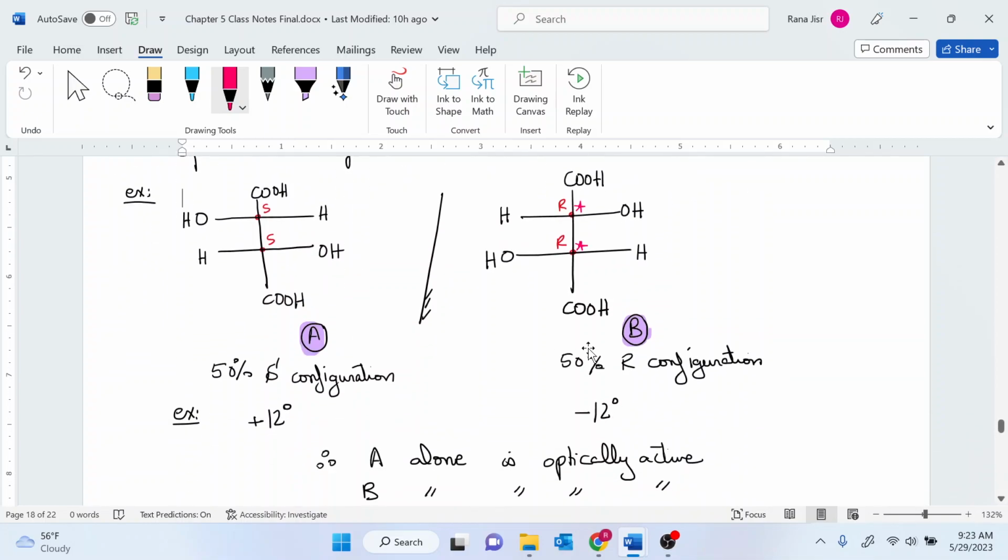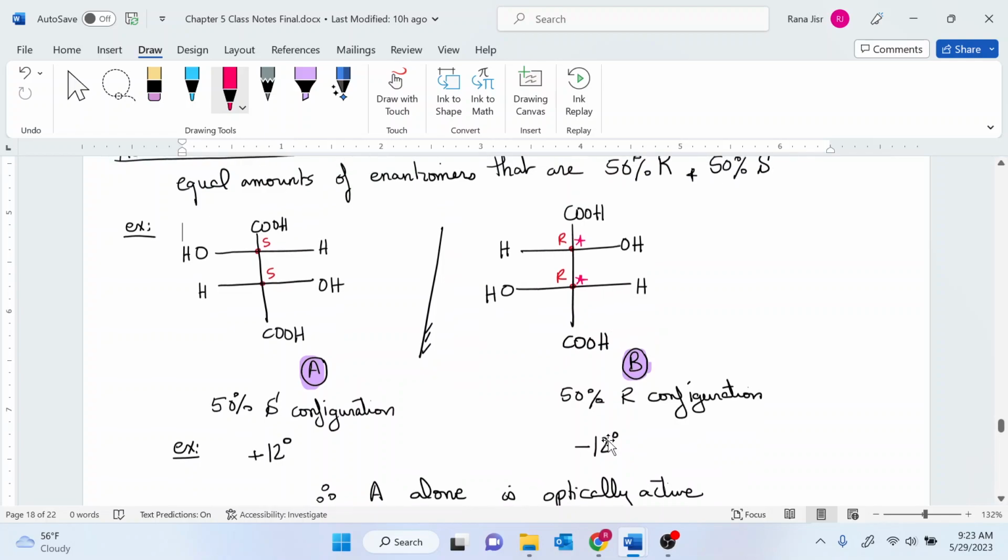So taking A and combining it with B, what's going to happen to the plane of polarized light? I know A rotates the plane of polarized light in some direction. So let's say A rotates it to the right, at 12 degrees. Its mirror image rotates the plane of polarized light to the same extent, the same angle, which is 12 degrees, but in the opposite direction. This is the rule for enantiomers.